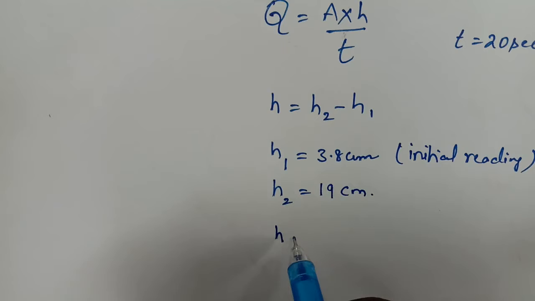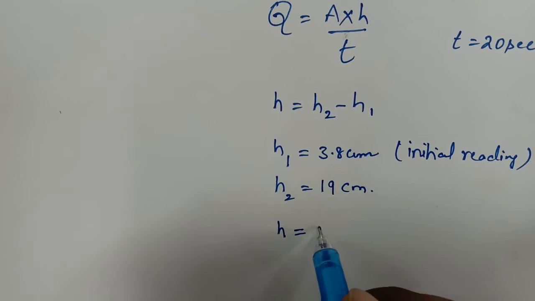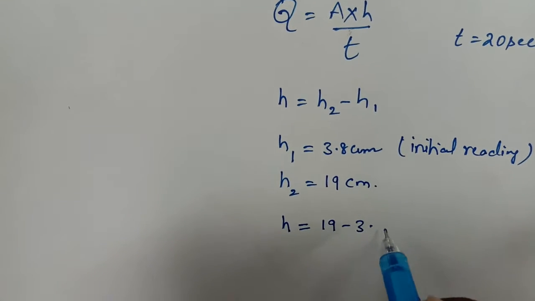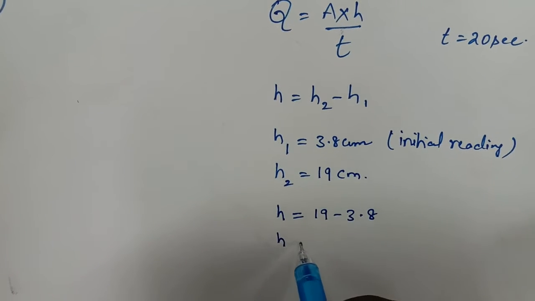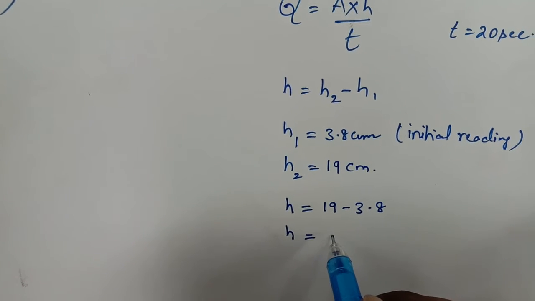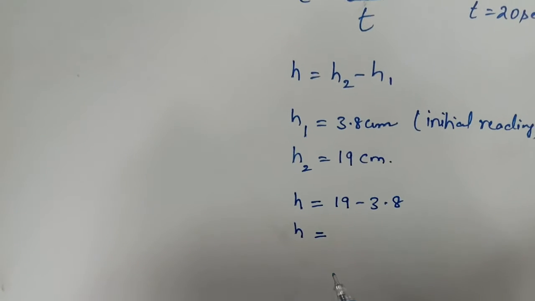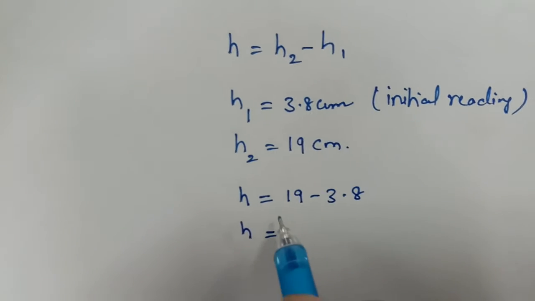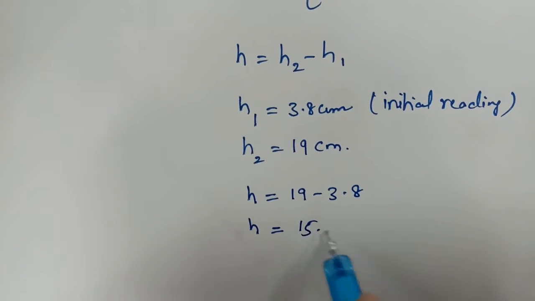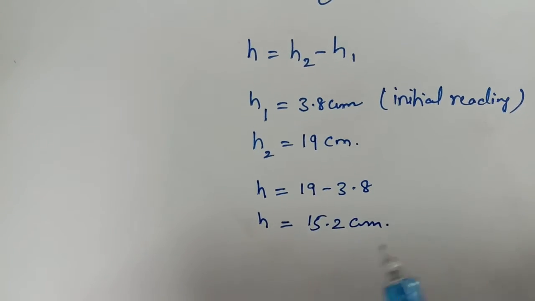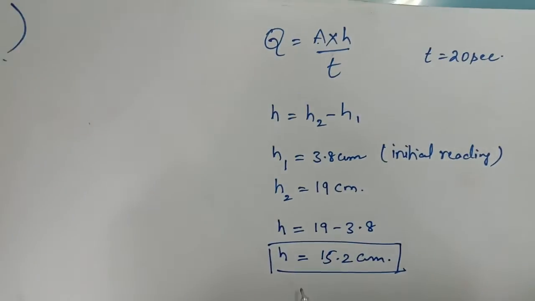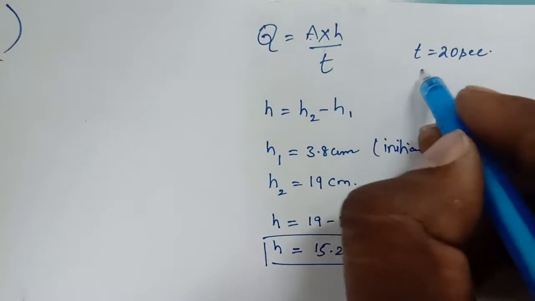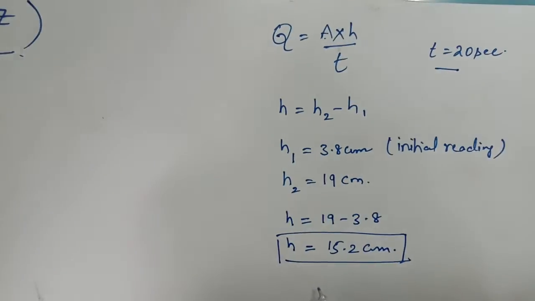Now we will calculate the H value, that is 19 minus 3.8 centimeters. So the total H value is 15.2 centimeters. Okay, now we got the H value. We know what is A, so now we know what is T. Now we will find out what is Q.